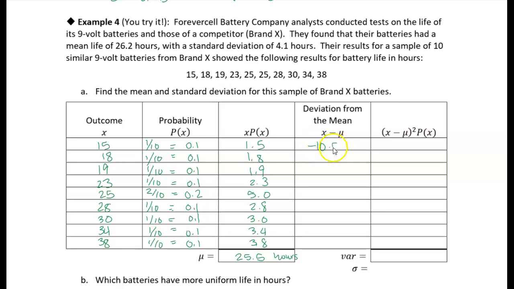So minus 10.5, I get minus 7.5, minus 6.5, minus 5. No, not 5. Looks like that's going to be minus 2.5. This one is minus 0.5. Let's see. Then we have values that are greater than the mean. So this one is 2.5 above the mean. This one is 4.5 above the mean, 8.5 above the mean, and then 12.5 above the mean.